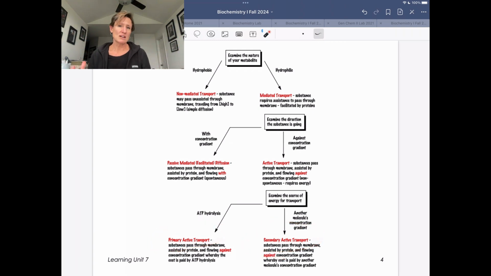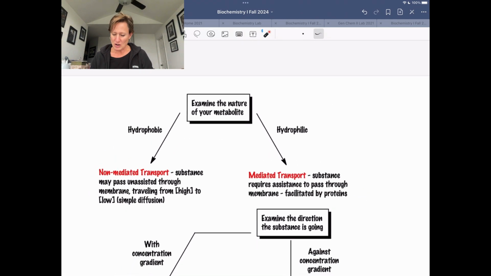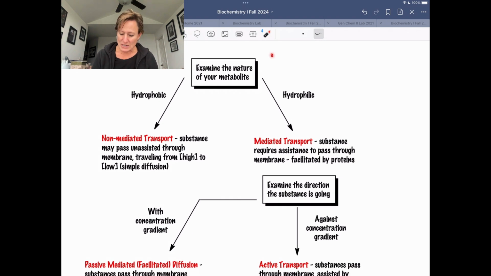But this flowchart here is going to help us understand how we determine which mechanism is in play here. And then also allow us to think about some of the examples that we'll see in some future videos from this learning unit. Okay, so I'm going to start up here and highlight the first thing that we need to do is think about the nature of our metabolite.